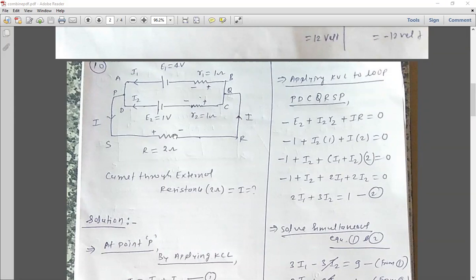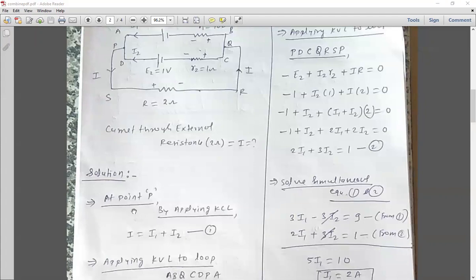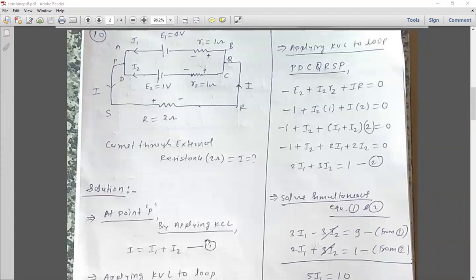Okay, so find out the current through external resistance 2 ohm. So we have to find out this current first, I1 and I2, as both these currents are coming as I. Solution: at point P, or point P is a junction. What is happening by applying KCL or Kirchhoff's first law?